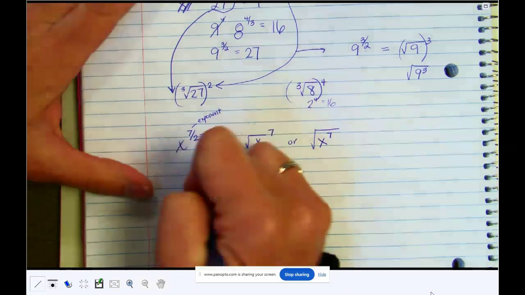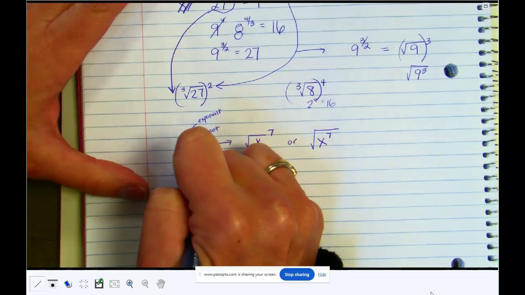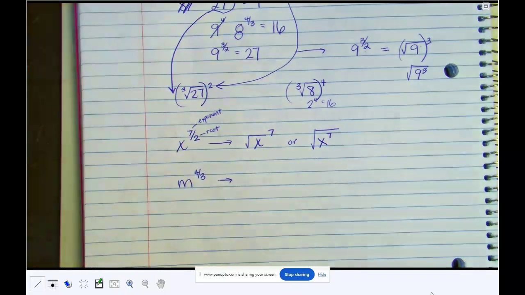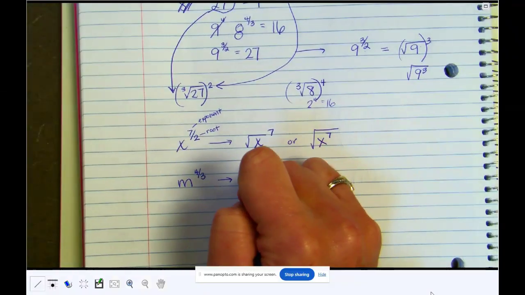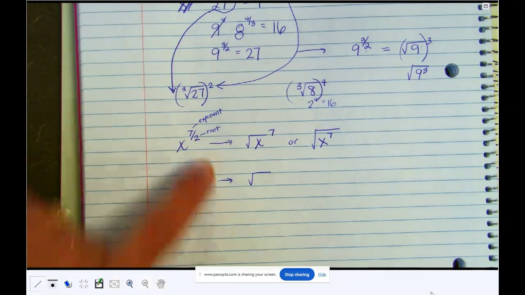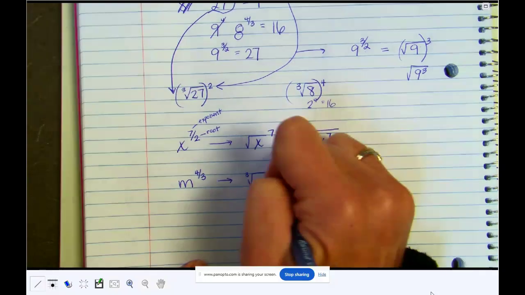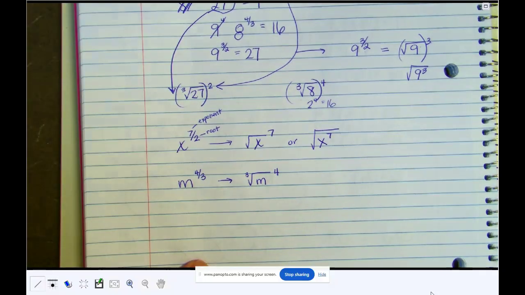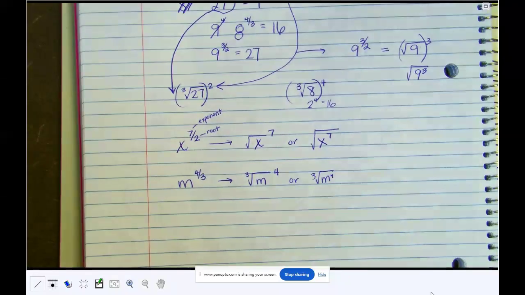So let's try this one. Let's say we have m to the 4/3. Okay, this one you'll be able to see better where the numbers are going. M to the 4/3. First of all, what root do we have? The fourth. Nope. Third root. Cube root. Bottom is the root, right? And then it's m with the 4. So 4 on the outside or 4 on the inside. Just like that.